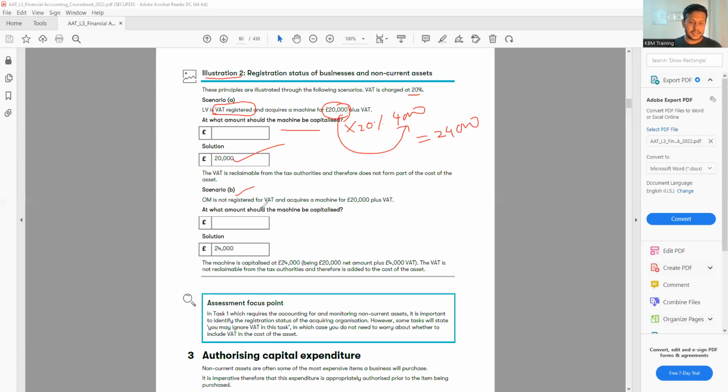Scenario B says the business is not registered for VAT. So they are not registered for VAT and acquire the same machine, 20,000 plus VAT. So this time you can see the cost will be 24,000, not 20,000, because they are not registered for the VAT. So they cannot claim back the VAT from HMRC. For that reason, VAT is a cost for them. All right, so I think that's the illustration.